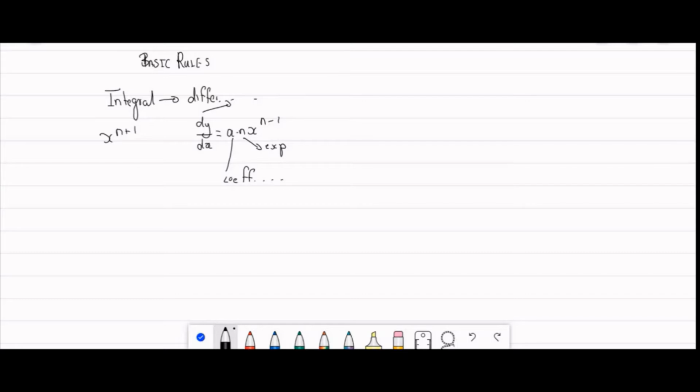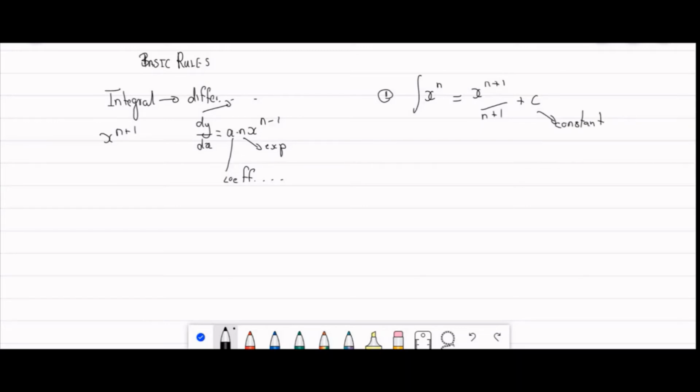Looking at the first rule, if I have the integral of x to the power n, the integral of this will be x to the power n plus 1 divided by n plus 1, plus c. In this case c is our constant.